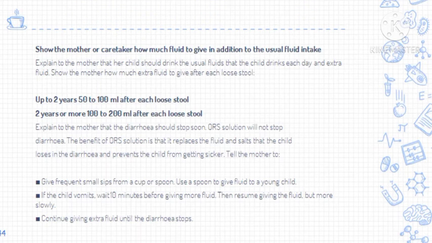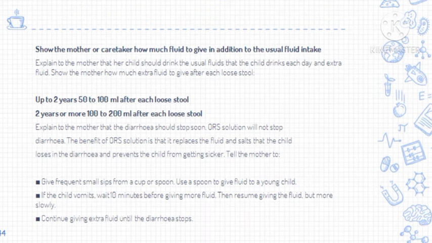Show the mother or caretaker how much fluid to give in addition to the usual fluid intake. Up to 2 years, 50 to 100 ml after each loose stool. 2 years or more, 100 to 200 ml after each loose stool. Give frequent small sips from a cup or spoon. Use a spoon to give fluid to a young child.